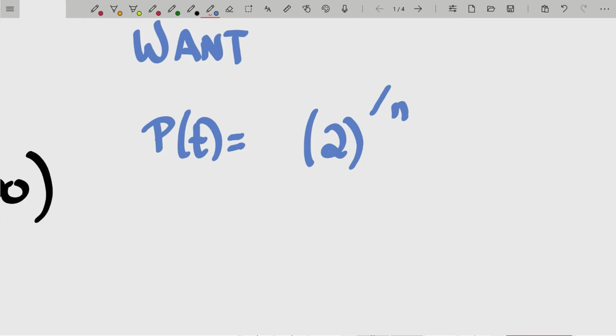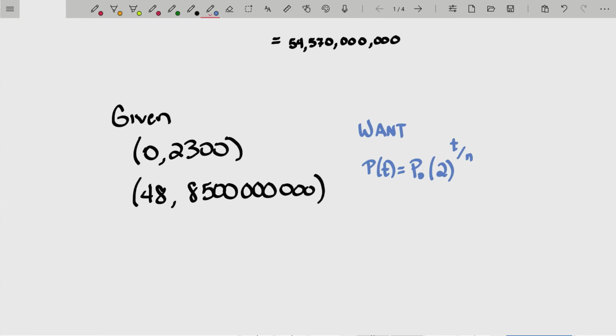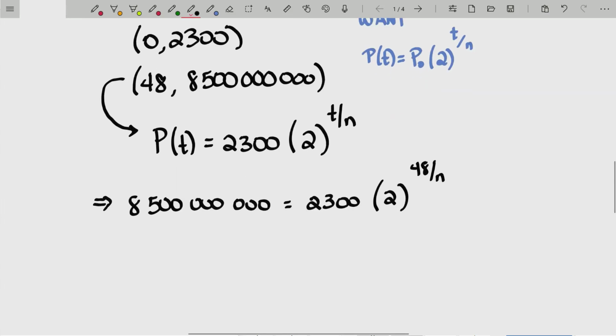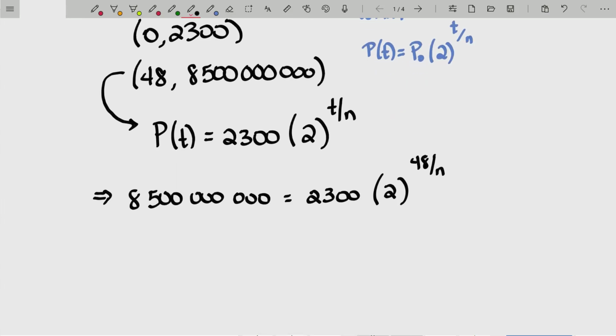Let me rewrite all this stuff again. We want P0 times 2 to the t over n. Well, P0 is our initial population, so that's pretty much a gimme. P of t is going to be 2300, because that's our initial population, times 2 to the t over n. And then I get to use my second point to figure out what n is. We're going to plug 48 in for time and 8.5 billion in for the population, P of t. So let's go ahead and set that up. And we now just have a little bit of arithmetic to do.